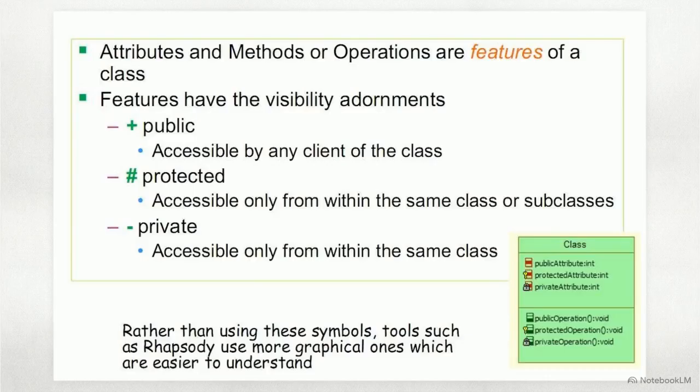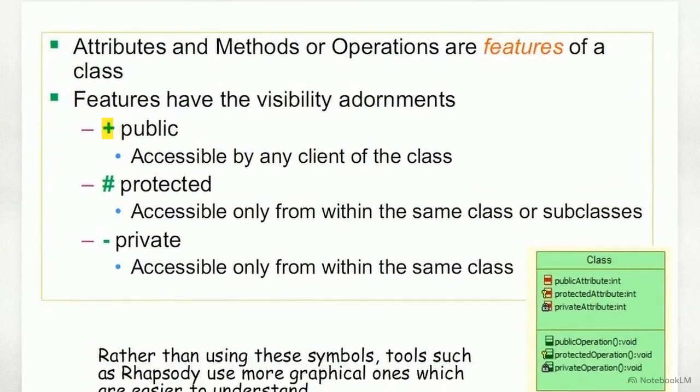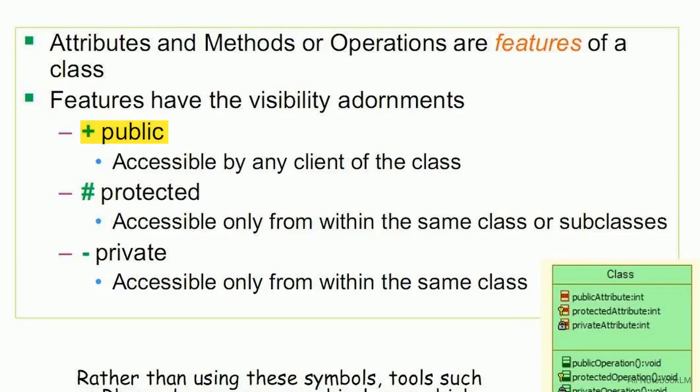This slide maps those specific symbols directly to their programmatic equivalents in object-oriented languages. A plus sign creates a public feature, accessible by any client. A minus sign enforces private isolation, and a hash marks a protected feature, accessible only to subclasses.